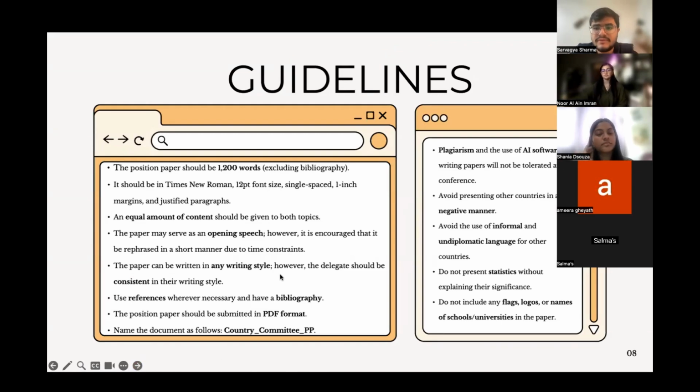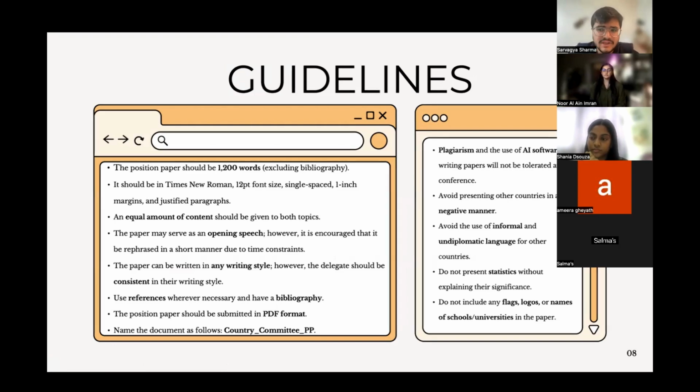Okay, so here we have some basic guidelines that need to be followed before writing the position paper. They're basic, they have the word limit and all that. One important thing I want you all to take note of is that plagiarism and the use of AI software for writing papers will not be tolerated in the conference. Now, we are not against the use of AI or ChatGPT for researching, but simply using it and copy pasting it in a position paper won't be tolerated, because that's not your work. That's the work of an AI bot, right?